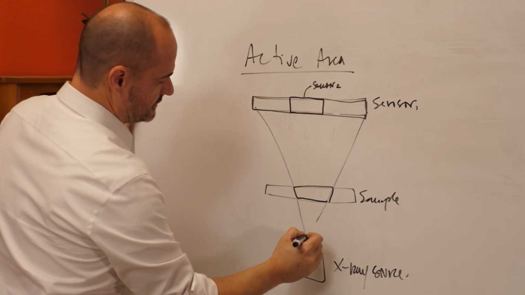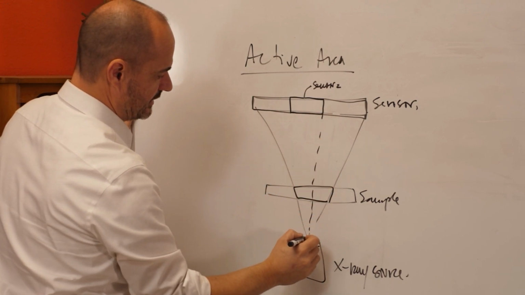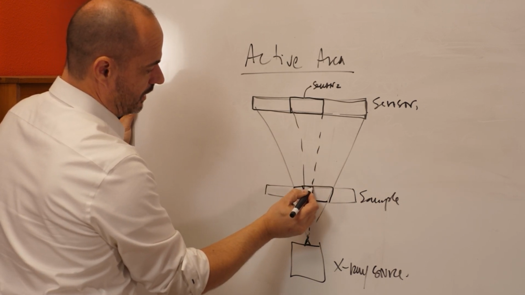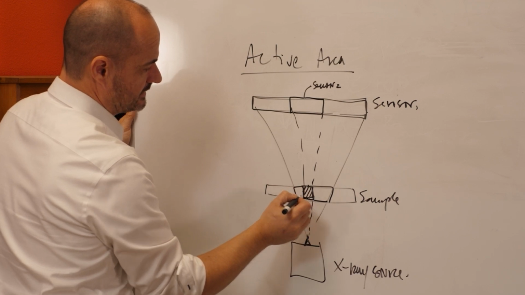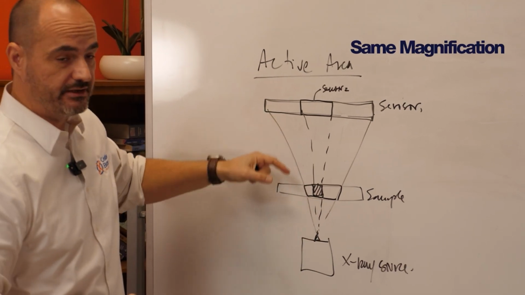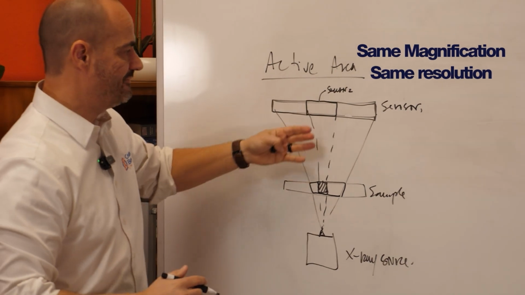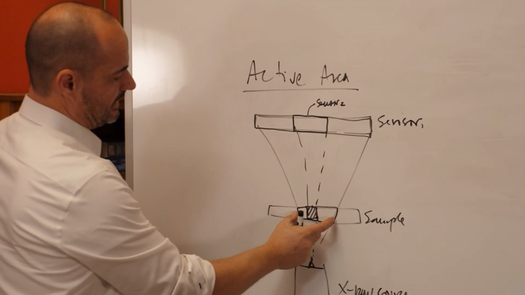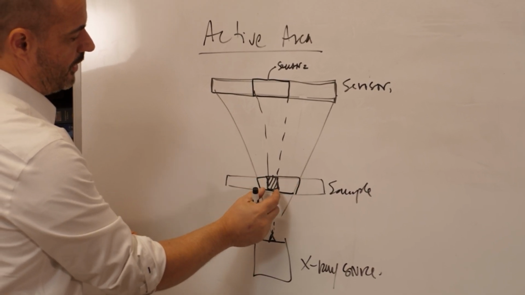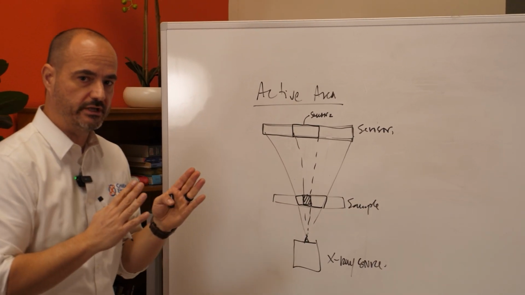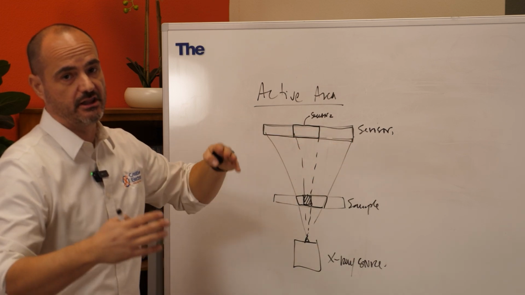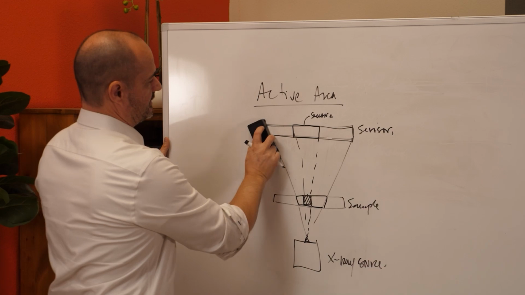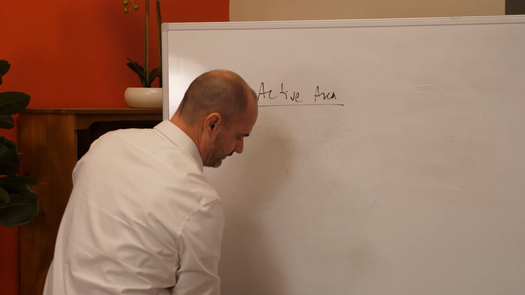Now, with this smaller sensor, the projections of the X-ray photons are going to look like this. And as you can see, I'll be able to see a much smaller region of my sample. Again, the same magnification, same resolution, everything else is kept the same, except that instead of being able to see this large portion of my sample, I'll be able to see a much smaller window. So what's the drawback? Price. The larger the sensor, the more expensive they get.